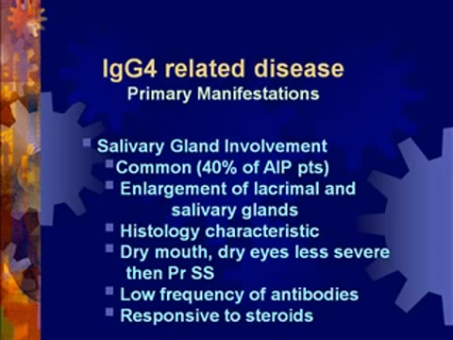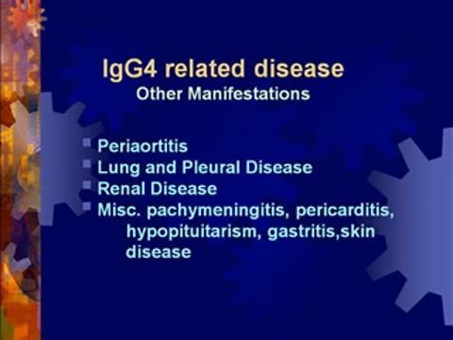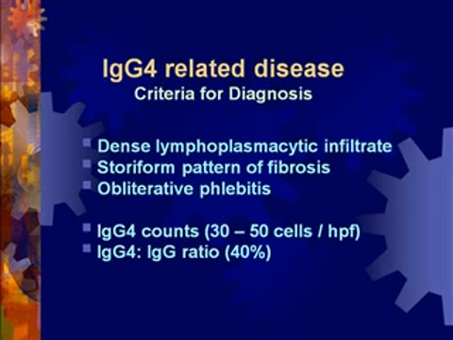Retroperitoneal fibrosis, like the patient I'm showing you, is a small subgroup of idiopathic retroperitoneal fibrosis. The clinical picture is very similar, and there is a higher chance of these patients having other organ involvement. Now, these patients develop periodontitis, can have disease in the lungs, pleura, renal disease, as well as in literally all organs of the body. Now, what are the criteria for the diagnosis?